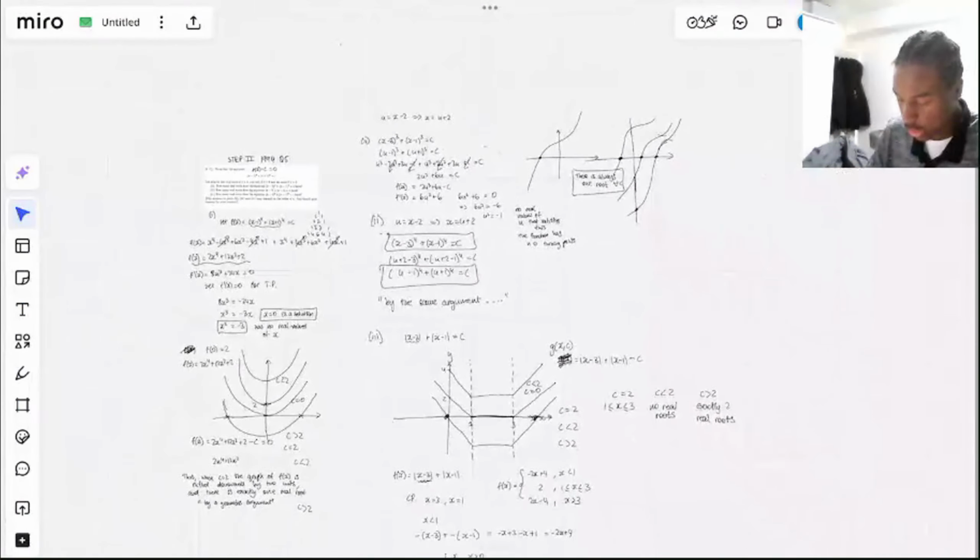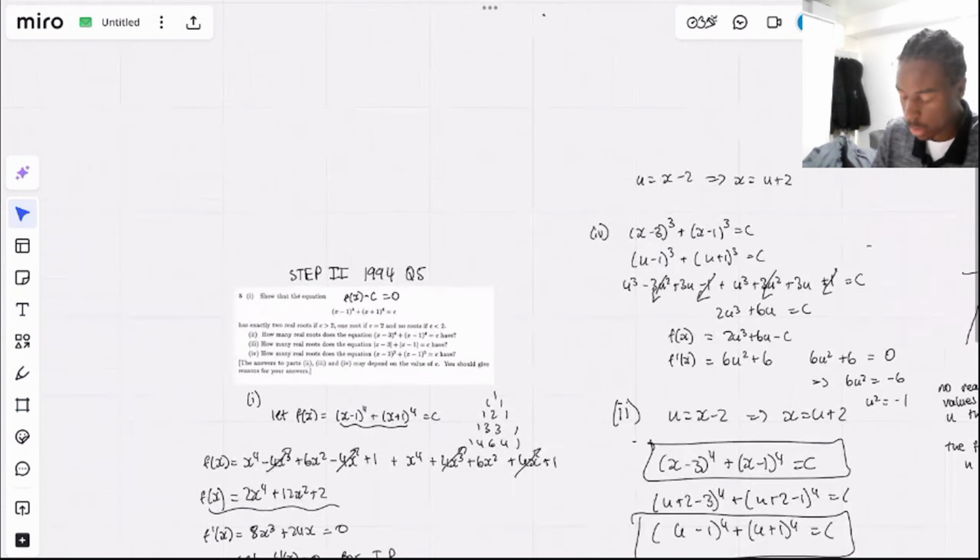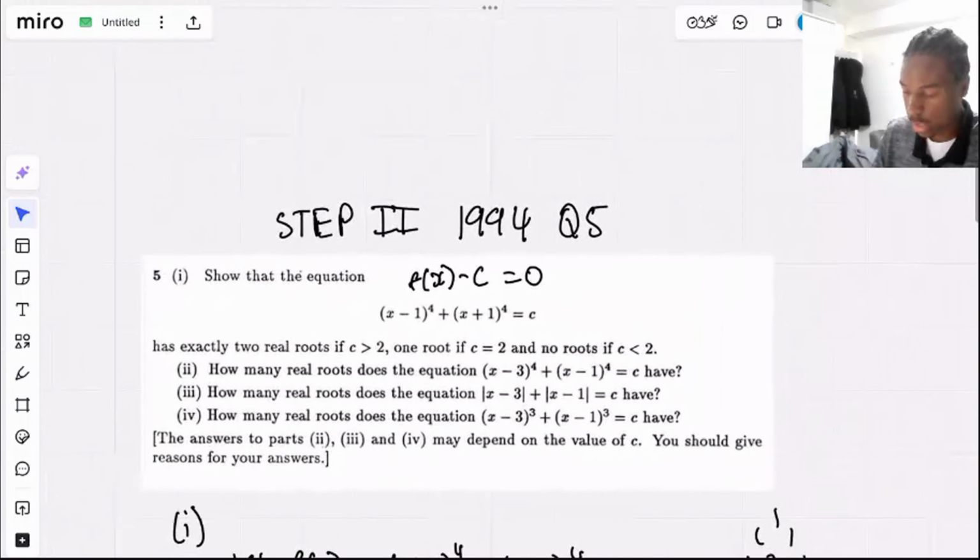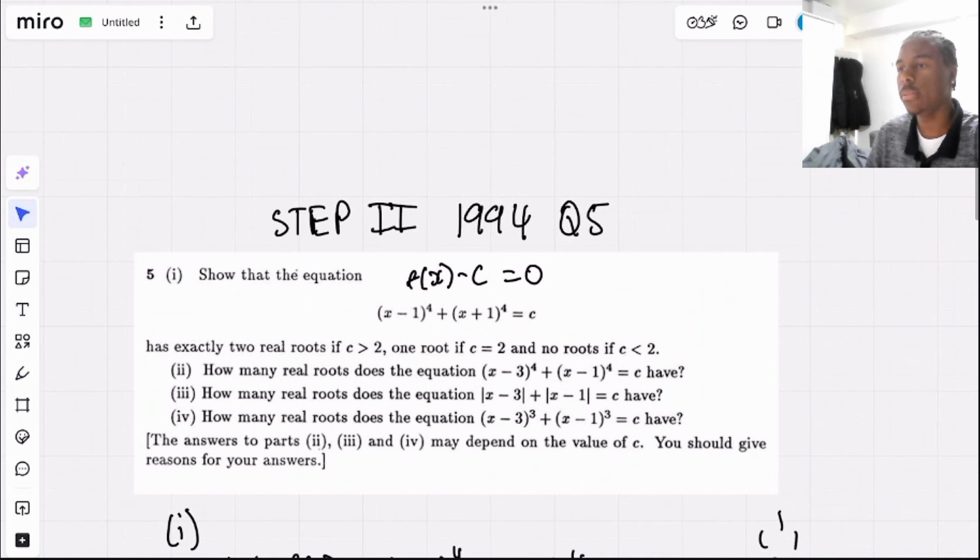Okay, so an interesting question there involving some interesting functions. We looked at real roots, we looked at derivatives. Hopefully you guys enjoyed this one.